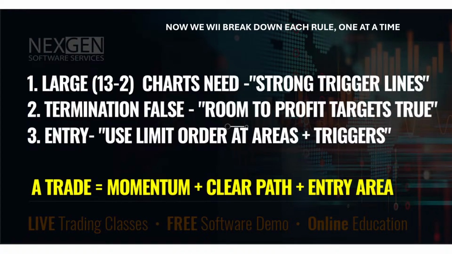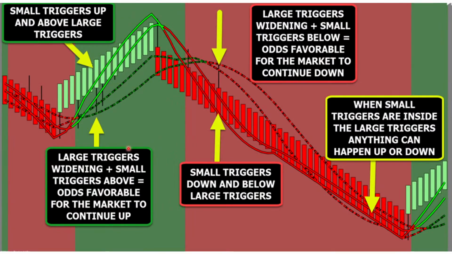And what you're doing when you do that is you're making this a better class. So we're going to break down each rule, guys, one at a time. Large chart needs strong triggers. We want the advantage of momentum. This is the easiest lesson you'll ever get on NinjaTrader. We're going to let the large chart also define direction, guys.